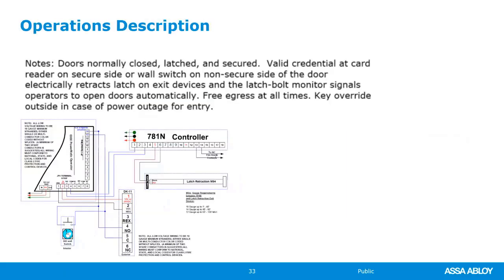The operations narrative: doors normally closed, latched, and secured. Valid credential at card reader on secure side or wall switch on non-secure side of door electrically retracts the latches, and the latch bolt monitor signals operators to open the doors automatically. Free egress at all times. Key override outside in case of power outage for entry. And from this operations narrative, they can go ahead and figure out the wiring diagram that is required to make this happen.